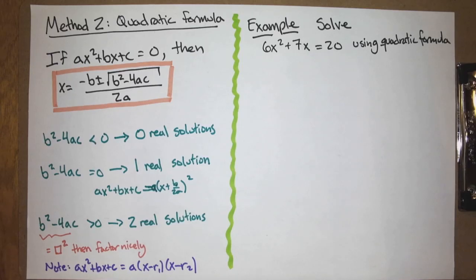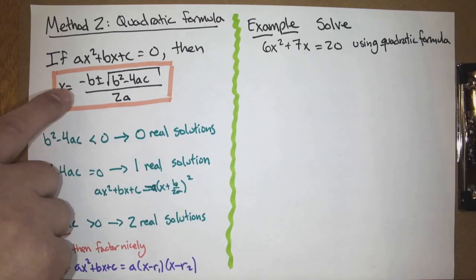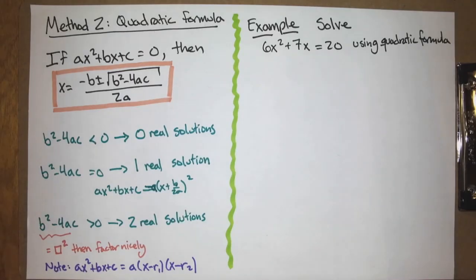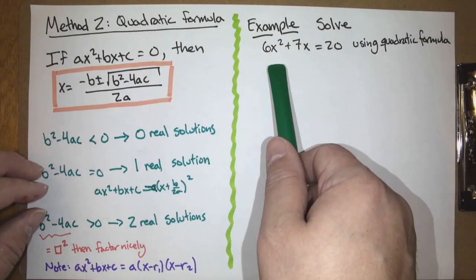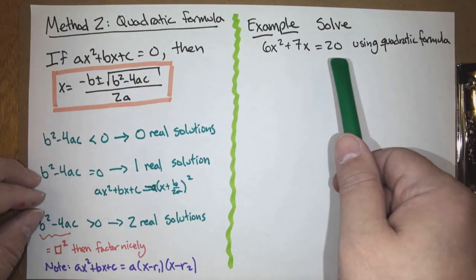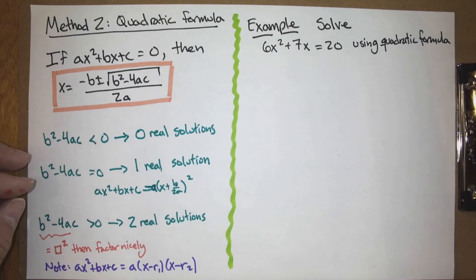All right, so we'll talk in a minute about where this comes from, because I like to think math shouldn't be a collection of black boxes. But solve 6x squared plus 7x equals 20 using the quadratic formula. If we want to solve that using the quadratic formula, what's the first step we should do?